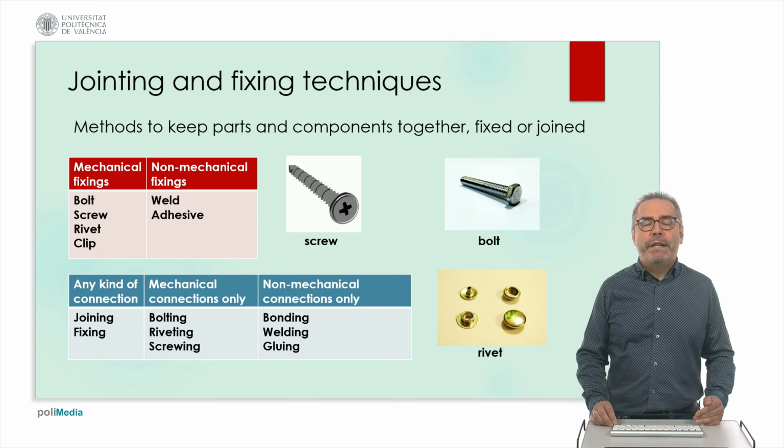Here we have some pictures. The difference between a screw and a bolt is that a screw has an indented head, whereas a bolt has a head which is normally hexagonal. The tools that we use in order to fasten and unfasten them are different. We have a screwdriver on the one hand and a wrench or spanner on the other. And we also have here a picture of a rivet, another very important and common fixing technique.